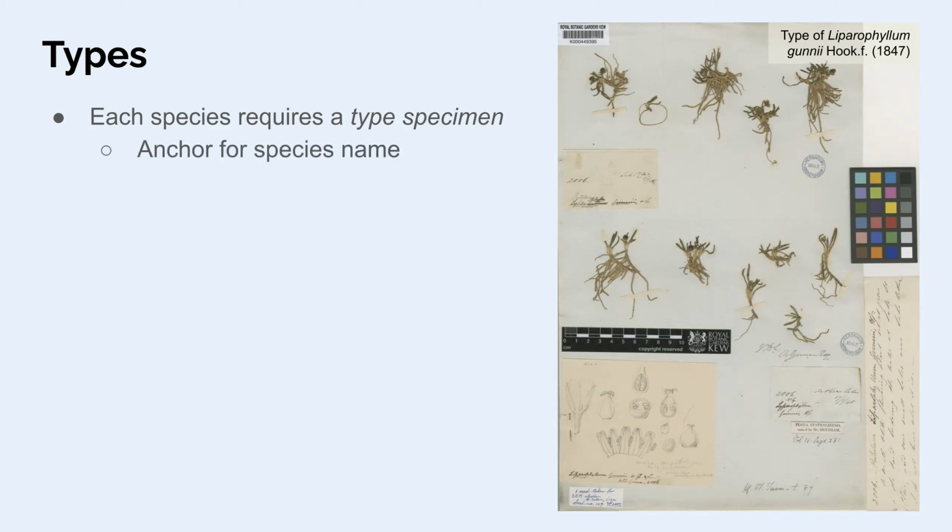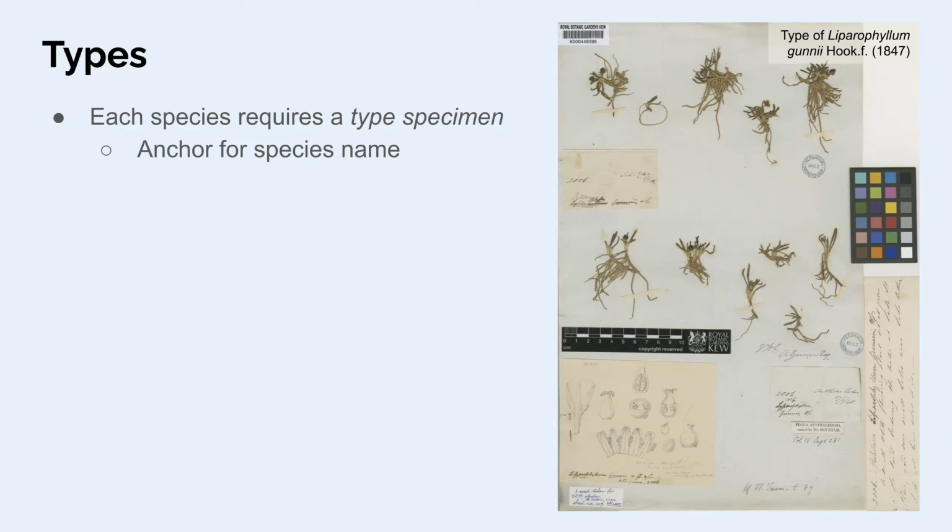So this specimen here, for better or for worse, this is the anchor for the name Lipperophyllum gunnii. What that means is whatever that name refers to, it has to refer to this species. So this plant that's on the sheet here has to be Lipperophyllum gunnii because that's anchored to the name. It could be that something is wrong about the description or something is wrong about the categorization, but because of the association with the name and the specimen, the name has to follow this specimen.